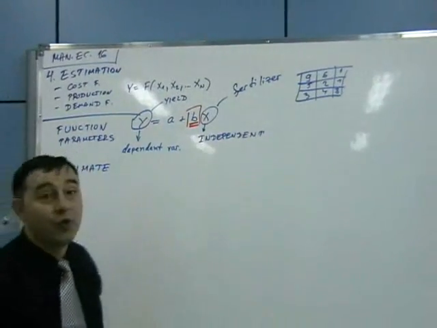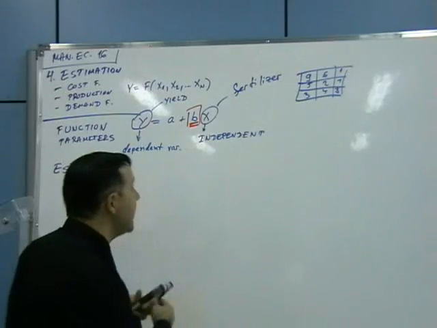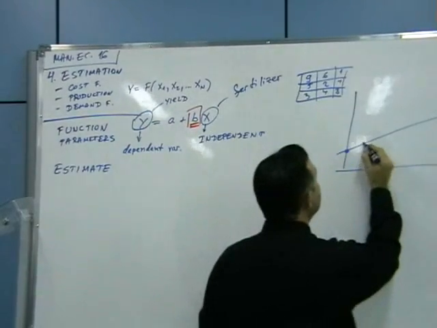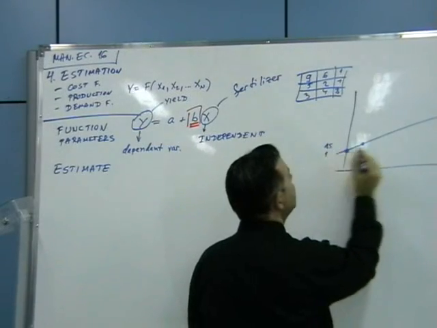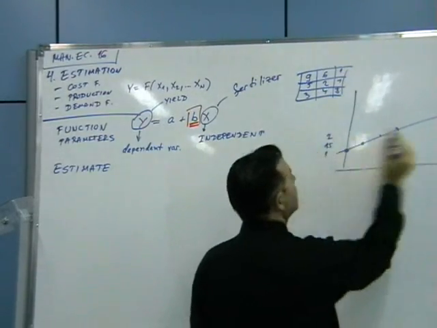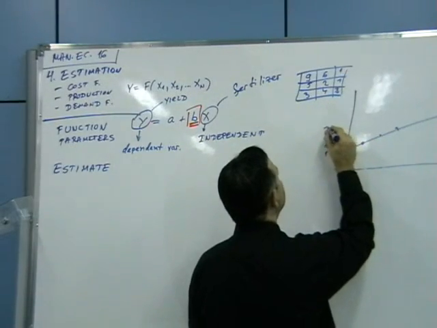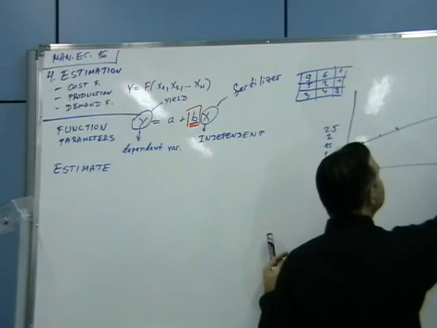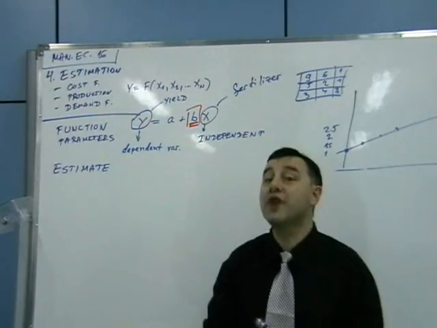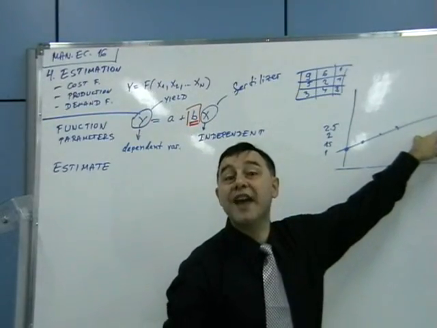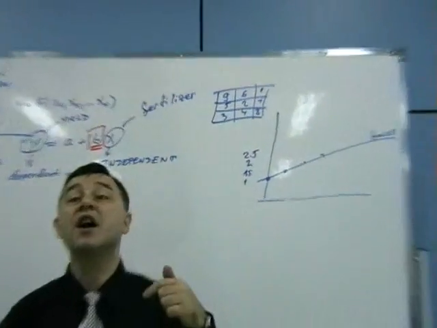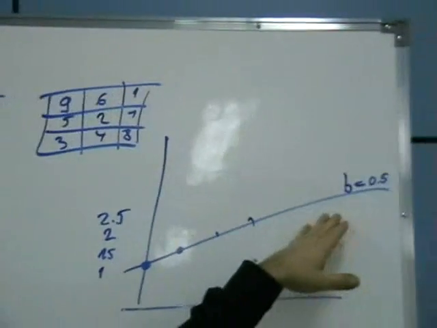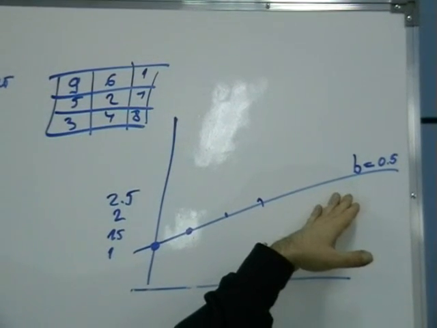So, an estimate, for example, in our case, if we have this relationship here: 0 fertilizer, 1 yield. 1 fertilizer, 1.5. 2 units of fertilizer, 2. 3 units of fertilizer is going to be 2.5, and so forth. So, an estimate of B here is, what is it? 0.5. So, an estimate is based on a computation or a formula which gives us an attempt to show the true value.